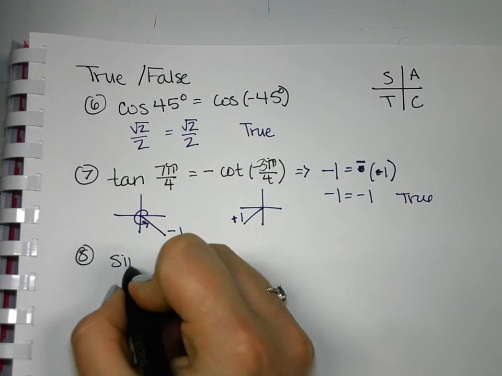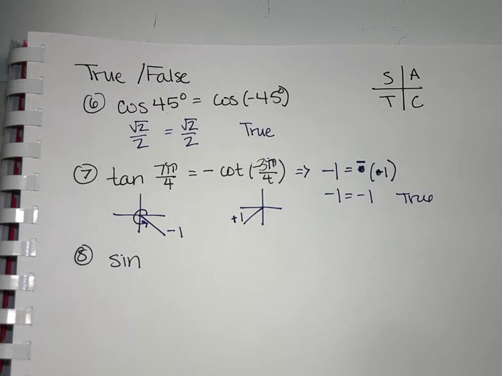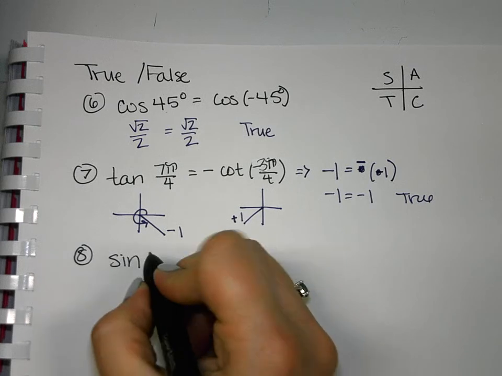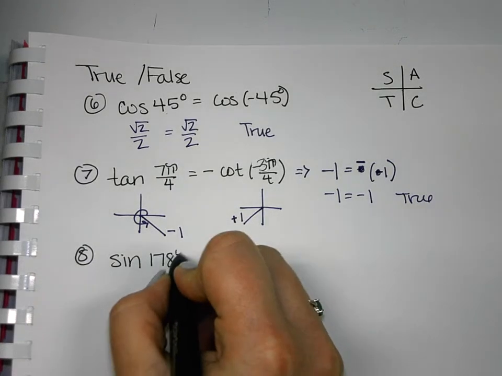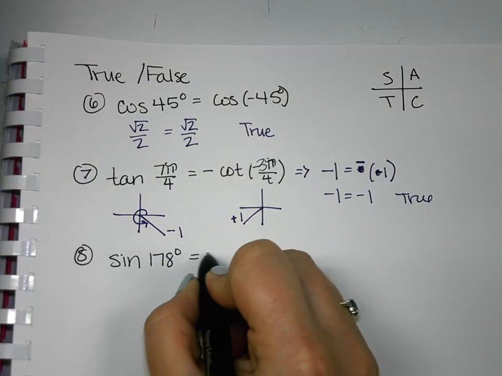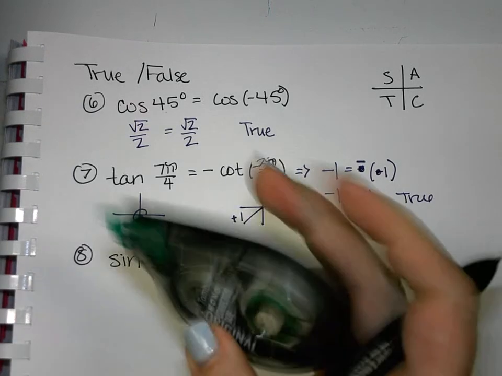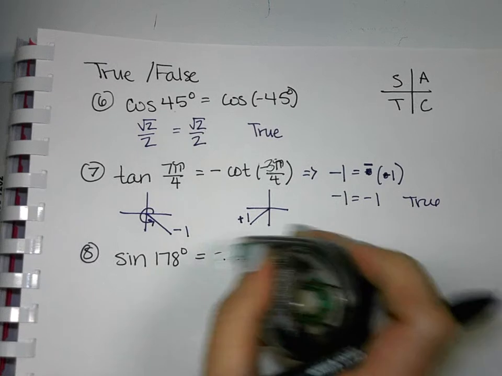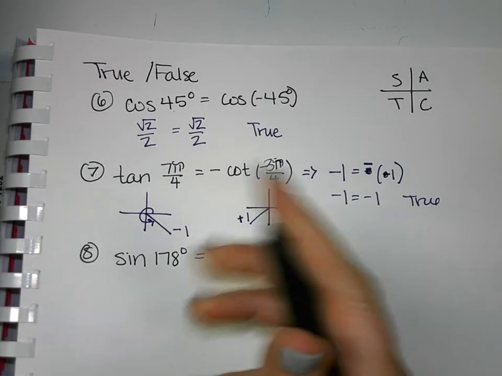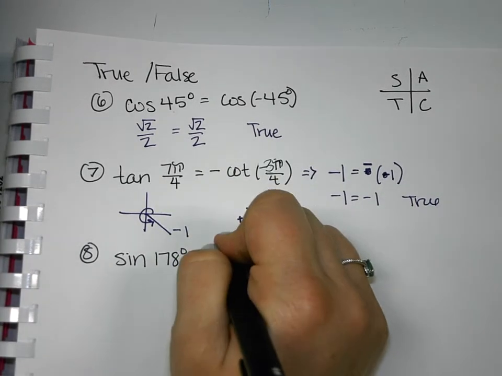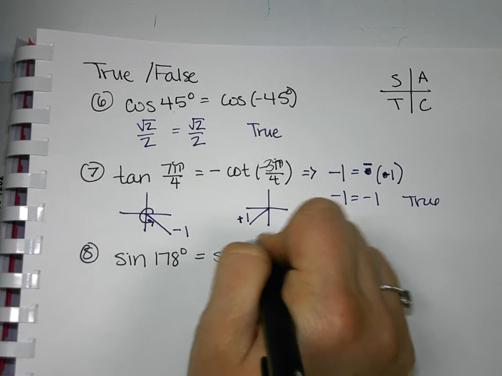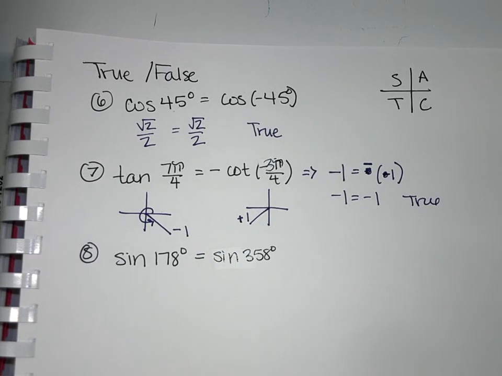When we have exact values like that, where we actually know what the values are, we can just evaluate and see if they're equal. But you're also going to have some that look like sine of 178. Does it equal sine of 358? It might help if I write the word sine. It happens when I write too fast. So these are obviously not exact.